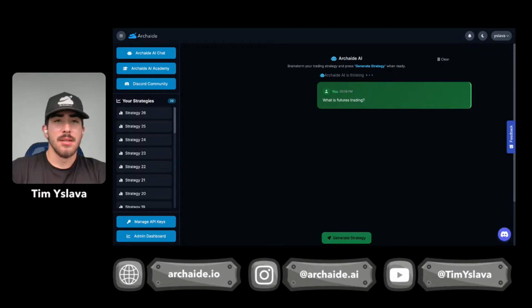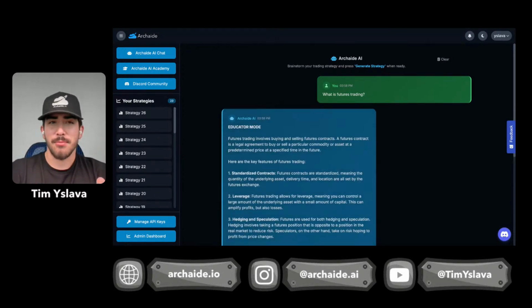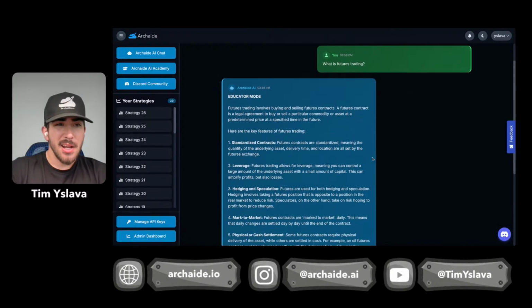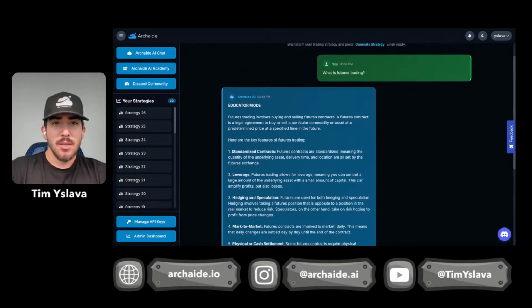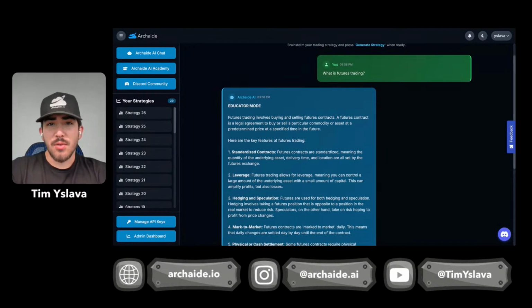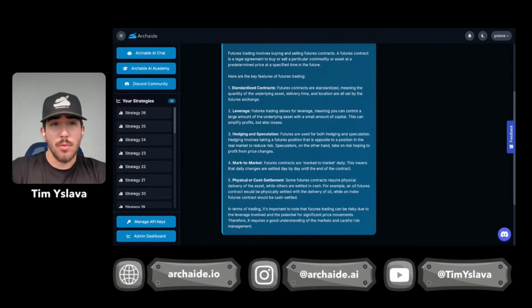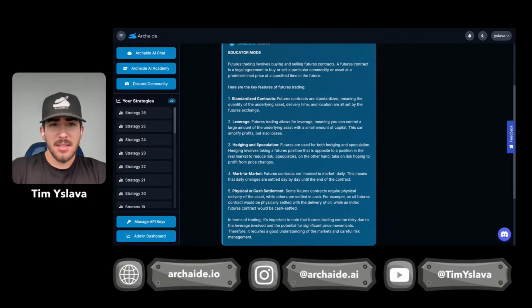And as we wait, this is Archaide Automated Trade Lab. So you could use this platform to learn about trading, all the nuances. It's like a guru on steroids, and also launch automated trading bots. So again, we entered the prompt, what is futures trading? And as you can see, it gave us a really robust response. Let's go ahead and read it and see what it says.